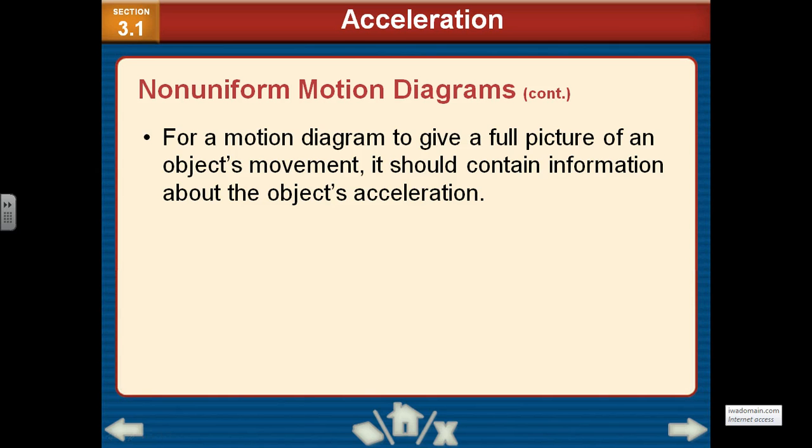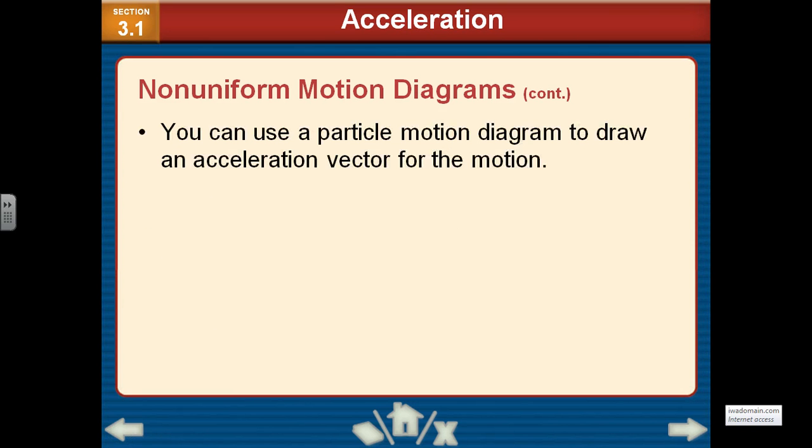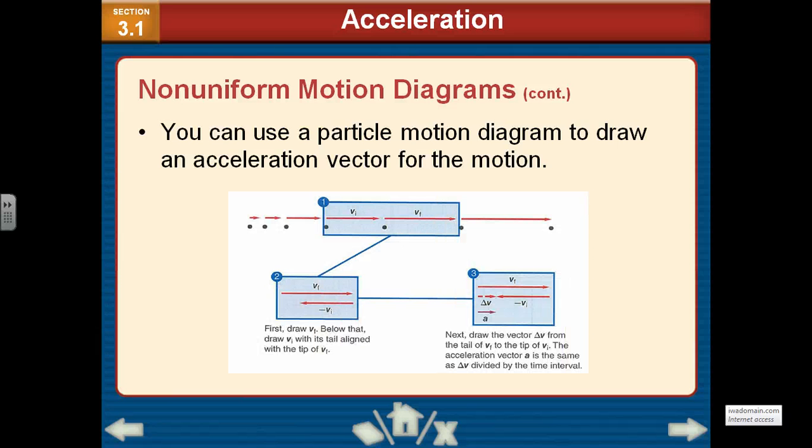For a motion diagram, though, to give a full picture of motion, we really have to include a notation on its acceleration. The rate at which the velocity changes is called the acceleration. When the velocity of an object changes at a constant rate, it has a constant acceleration. In other words, if it's speeding up smoothly or slowing down smoothly, something that's falling, for instance, accelerating constantly, we have a constant acceleration. You can use a particle model to draw these.